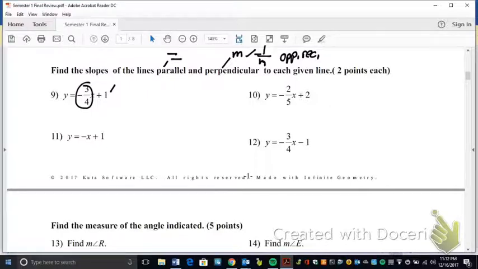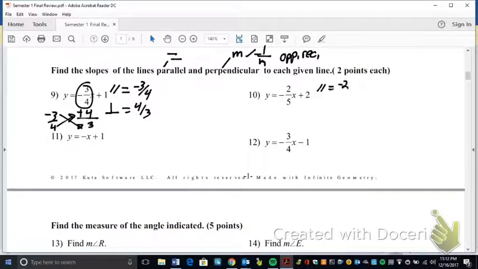So let's look at number 9. The slope of our line is negative 3/4. That means parallel lines are also going to have a slope of negative 3/4. Perpendicular lines, we're going to take that negative 3/4, flip it upside down to negative 4/3, and change the sign. So for a line to be perpendicular to a line with a slope of negative 3/4, it must have a slope of positive 4/3. 10. Parallel, same thing, negative 2/5. Perpendicular, positive 5/2. Now here, a little tricky.